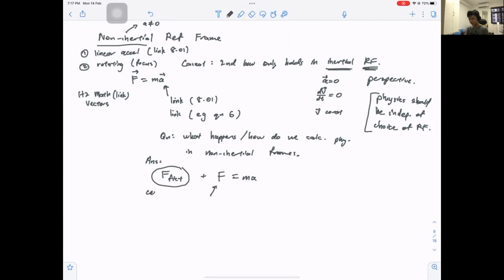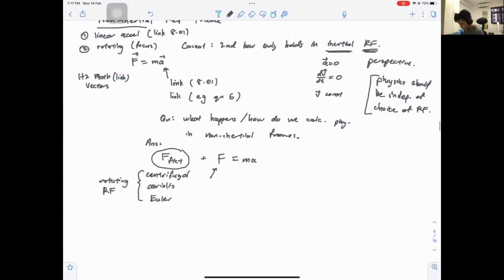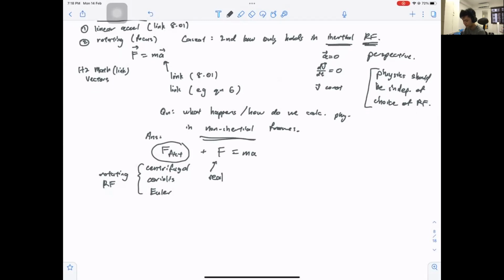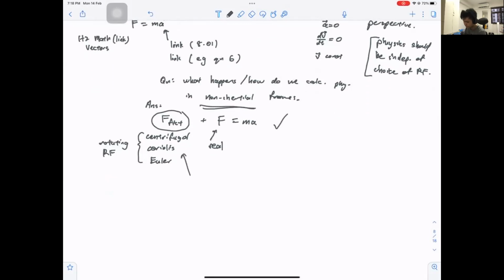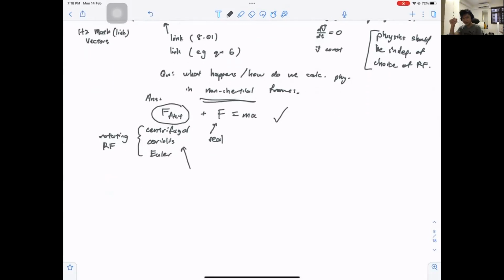So what are these fictitious forces? These are examples like the centrifugal force, the Coriolis force, and the Euler force in the case of a rotating reference frame. The F over here is the real forces, and F itself is not equal to ma because we're in a non-inertial reference frame. But if we add on the fictitious forces, then this holds true. Today we'll be learning how to derive these fictitious forces from first principles, and I hope to give you a strong understanding of the math behind it as well.